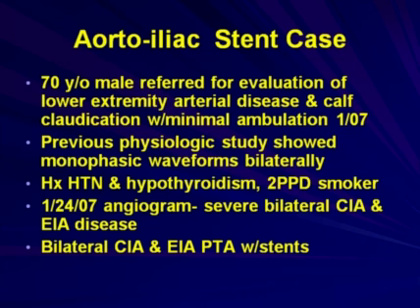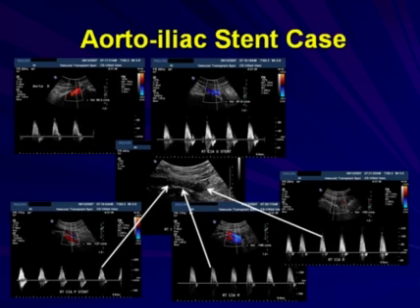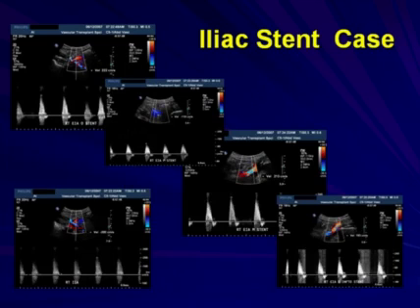So here's an aortoiliac stent case, a 70-year-old male referred for evaluation of lower extremity arterial disease. He had calf claudication and ended up with bilateral common iliac and external iliac PTA with stents. So here's what we would see. We've imaged and identified where the stent is. This is the pre-stent, the origin of the stent, and then walking through the stent, all of the Doppler velocity profiles that we need to capture to make sure that we thoroughly have assessed that stent.